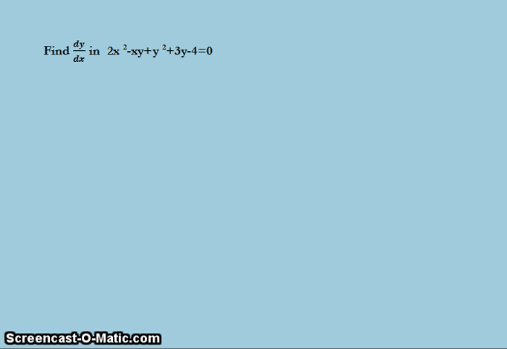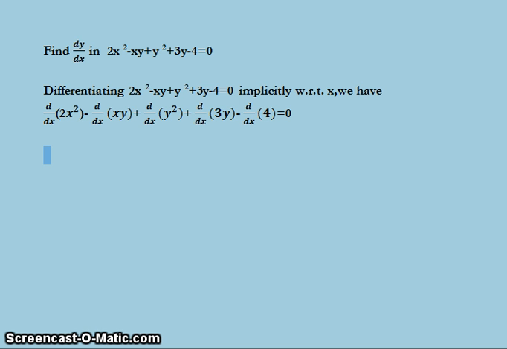So in order to find the value of dy by dx, we need to differentiate this function with respect to x, and thus we have the differentiation of 2x square with respect to x, minus d by dx of xy, plus d by dx of y square, plus d by dx of 3y, minus d by dx of 4, equal to 0. Now we label this equation as equation number A.